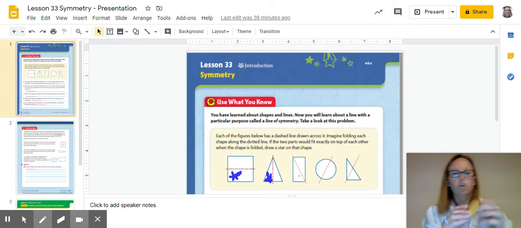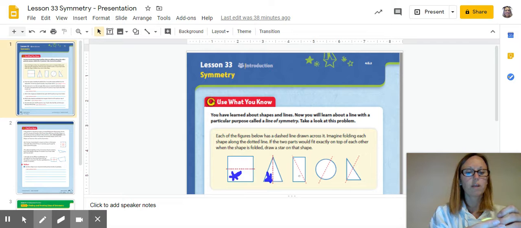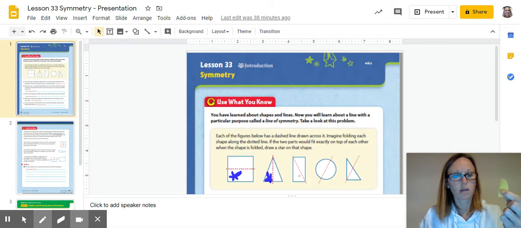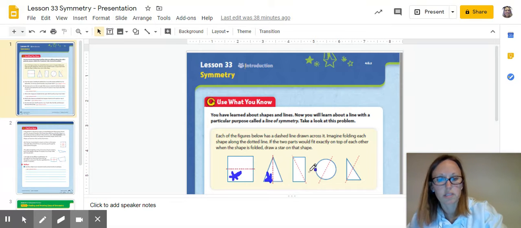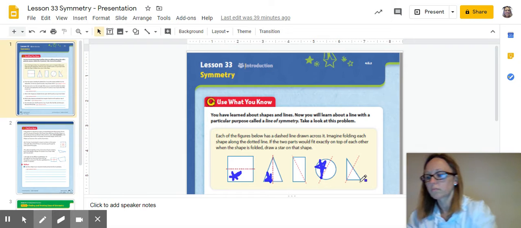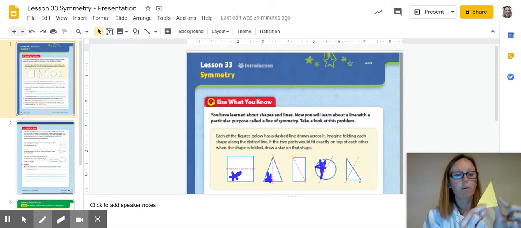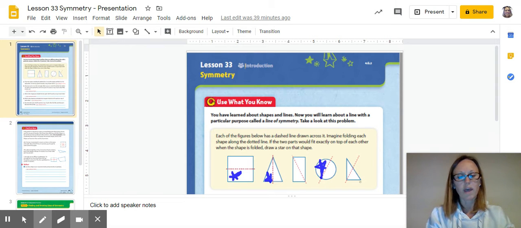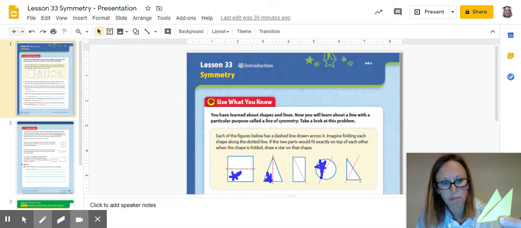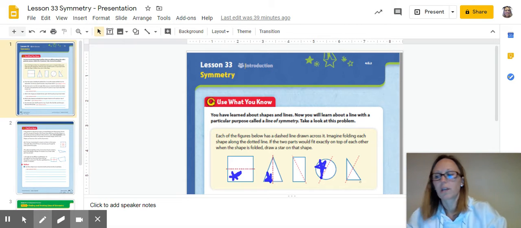Okay, now I have my circle. If I fold my circle on that line of symmetry, is it going to match up? And the answer is yes. So I would draw a star on this shape too. And then I have a right triangle. Remember, a right triangle has a 90-degree angle right here. If I were to fold it on that line, I can see that they do not match up. So I would not draw a star on that shape either.